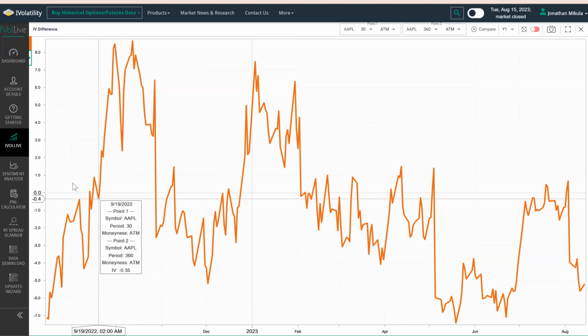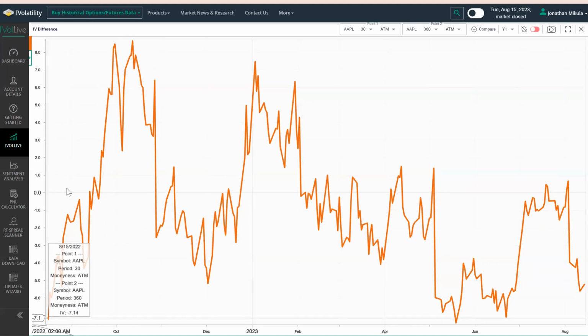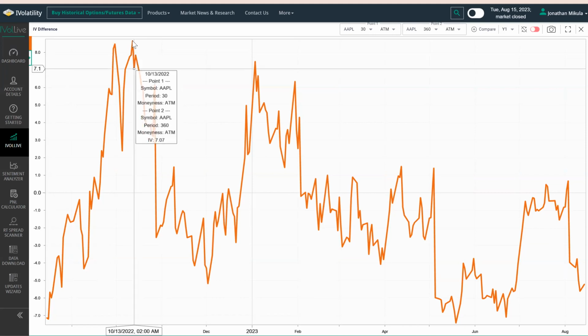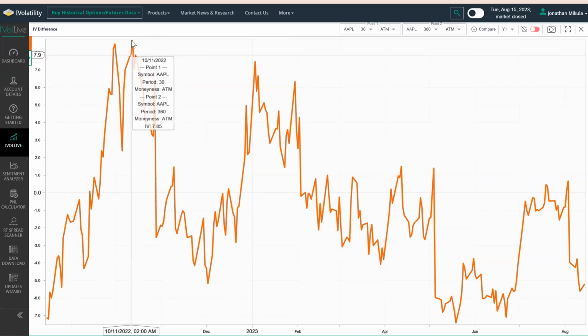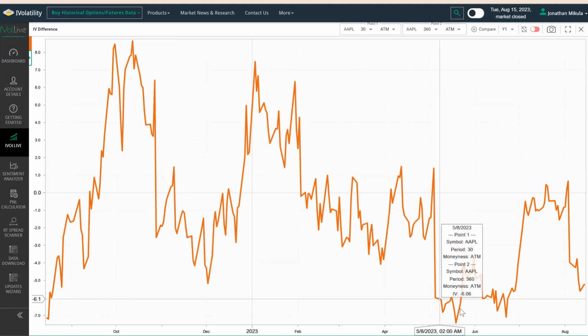And what you can see is, again, 0 on all of these charts. Always look for 0. That's kind of your homing beacon. And when you're at these giant peaks, this is telling us that at this point in time, implied volatility was very expensive in the shorter term relative to the longer term. And then it's the opposite over here.